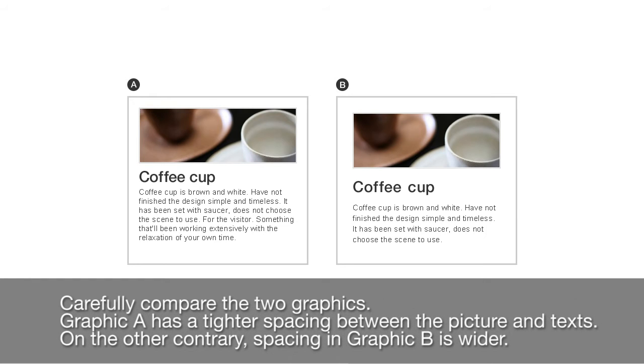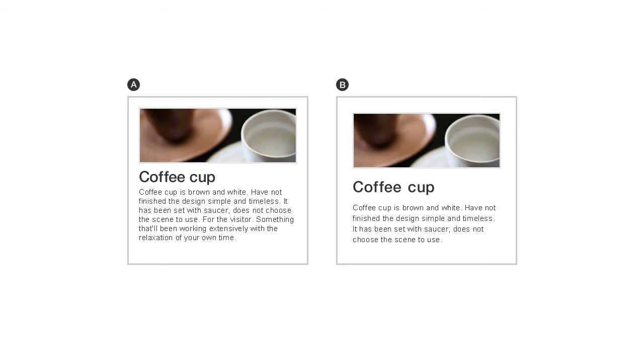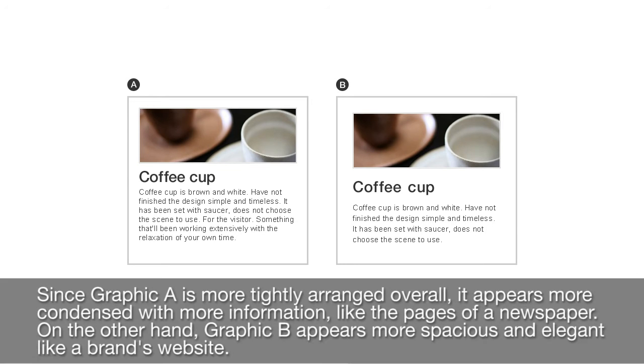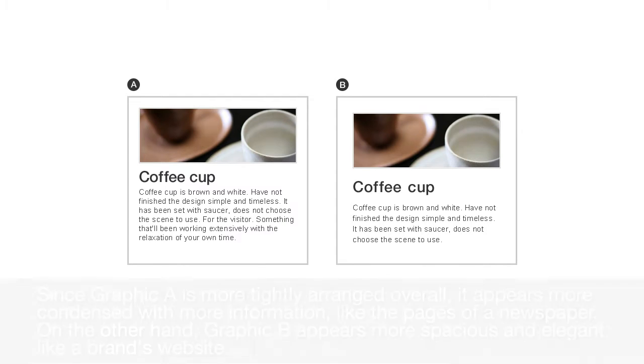Carefully compare the two graphics. Graphic A has a tighter spacing between the pictures and texts. On the contrary, spacing in graphic B is wider. Since graphic A is more tightly arranged overall, it appears more condensed with more information, like the pages of a newspaper. On the other hand, graphic B appears more spacious and elegant, like a brand's website.